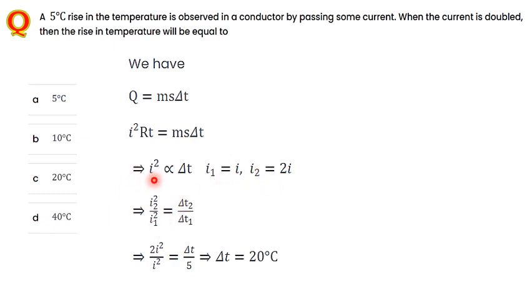I1 square is directly proportional to delta T1, and I2 square is directly proportional to delta T2, and the proportionality constant will be cancelled, both being similar. So I2 square divided by I1 square is delta T2 divided by delta T1, and I2 here is 2I. So 2I squared is 4 I square, divided by I square. I square will be cancelled here. This becomes 2 square, which is 4. So delta T2 is 4 into 5, that is 20. So the answer here is 20 degrees Celsius.